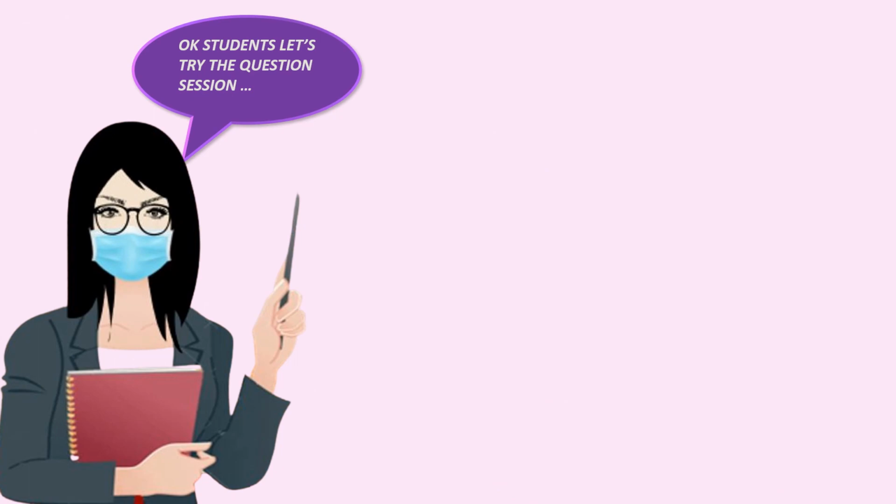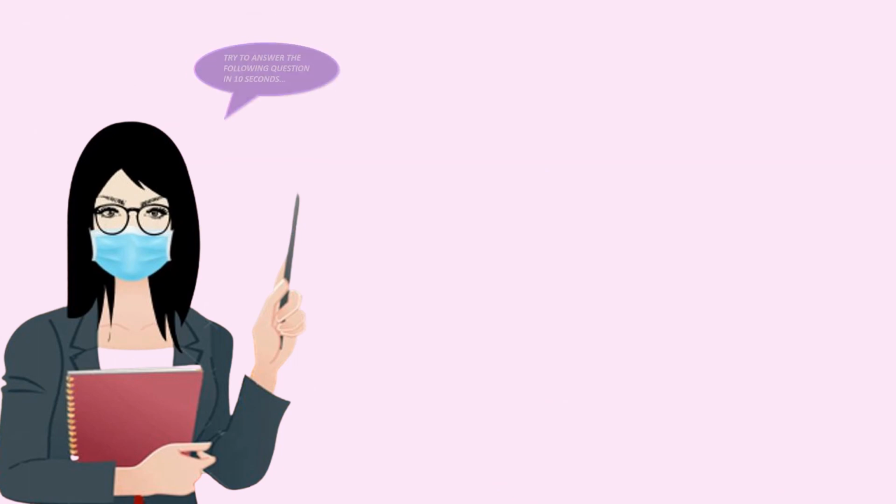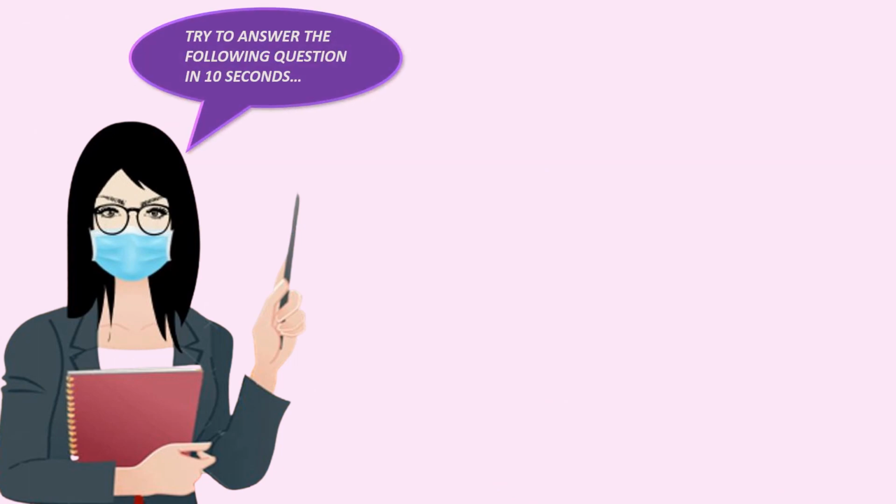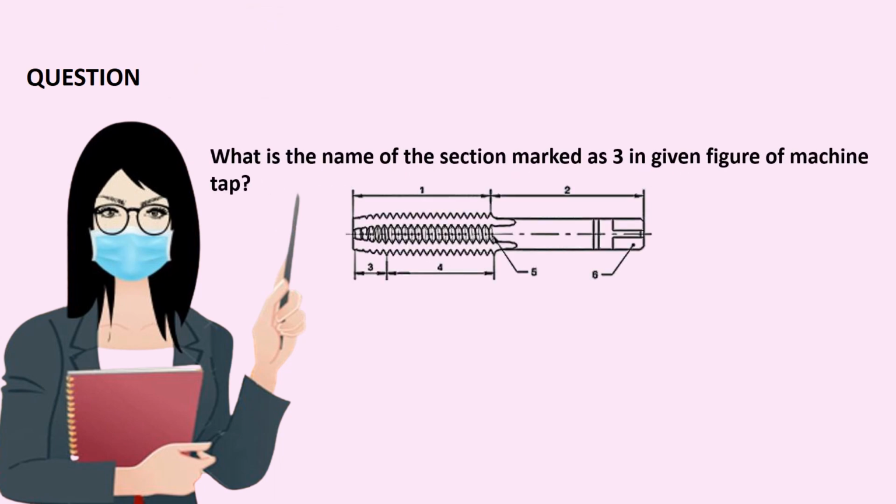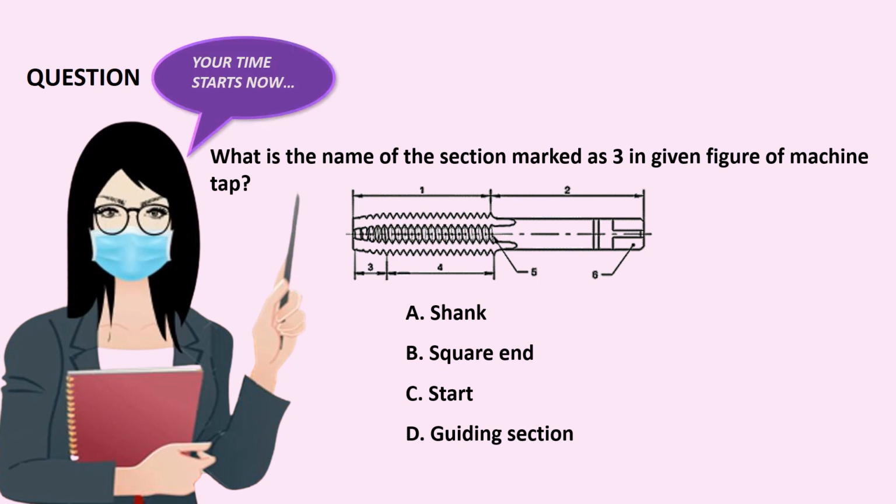Okay students, let's try the question session. Try to answer the following question in 10 seconds. What is the name of the section marked as 3 in the given figure of the machine tap? Option A, shank. Option B, square end. Option C, start. Option D, guiding section. Your time starts now.